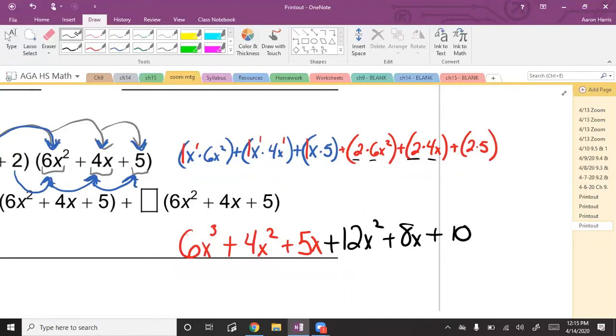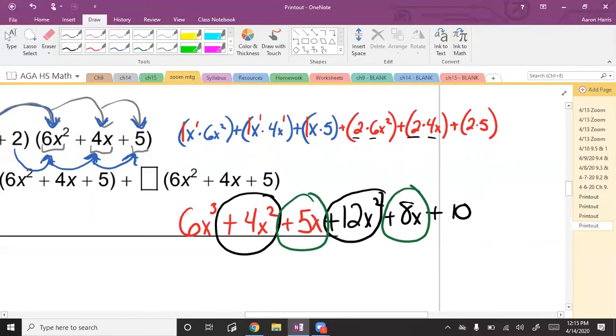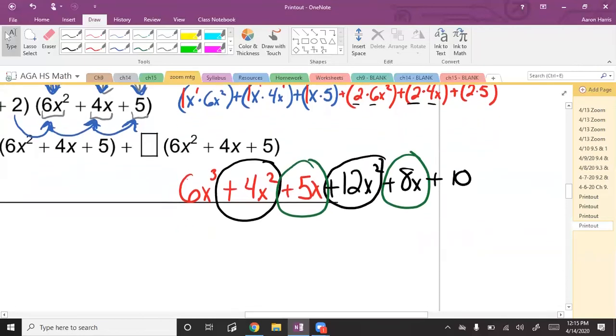Yeah. What are they? 4x squared and 12x squared. Are there any other ones? 5x and 8x. Are there any other ones? No. Good. So let's write it out. 6x cubed. Then what? 10. Where'd you get 10? Oh, you gotta put it in order.